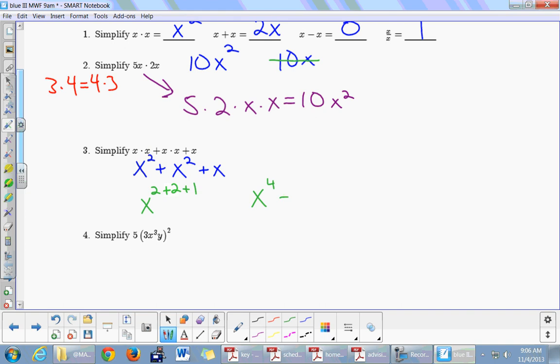X to the 4th plus x. How did you get x to the 4? So just add the 2's, but the last x we'll leave off on the side. Other thoughts? As simplified as we can get.